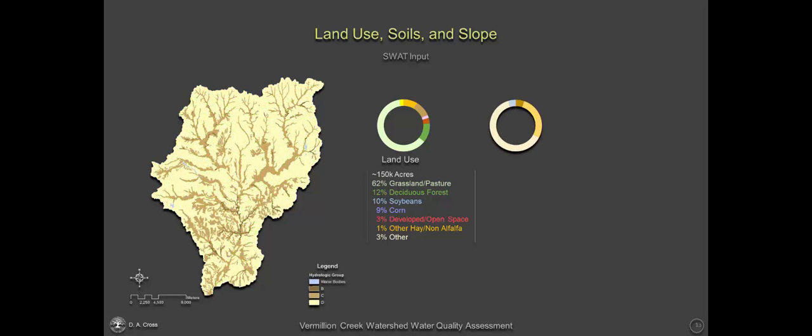Next, we took a look at our soils. And the particular attribute of soils that we paid attention to was the hydrologic soil group.